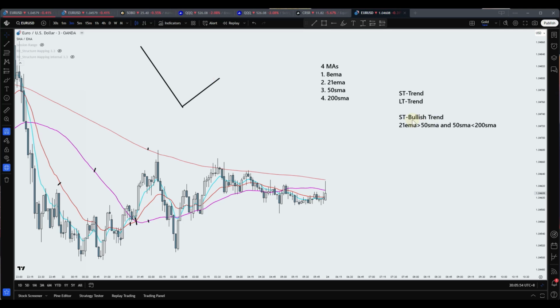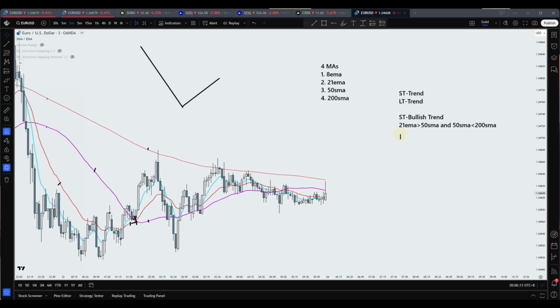Okay, short-term bullish. So 50 is less than 200. You are longer term bearish, but shorter term bullish, you started from here. Okay, and what is the opposite?